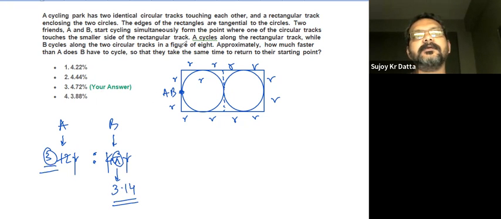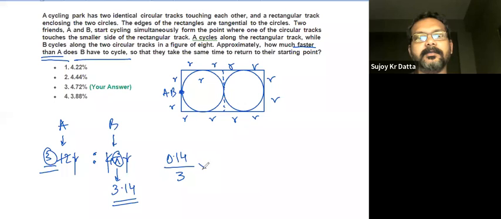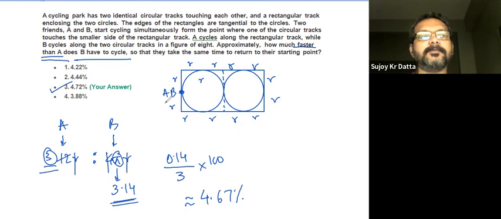So that's the question: how much faster than A does B have to cycle? So how much more? 0.14 more than A, so divided by 3 times 100. It's basically 14 by 3, so that's around 4.67% more. This is because we have assumed 3.14, so a better approximation would have been 4.7. So we can mark the third option as the correct one.